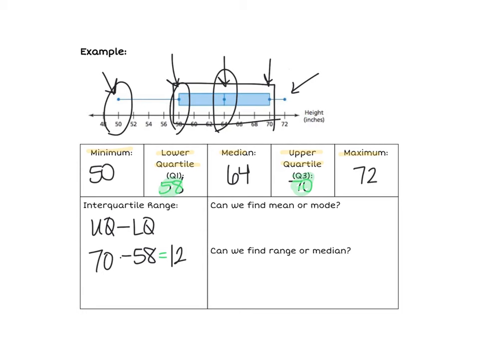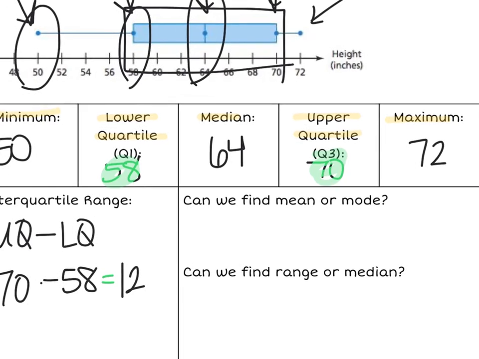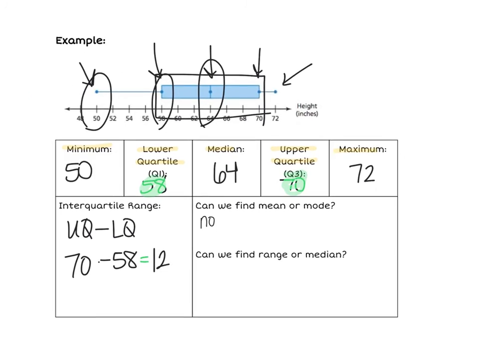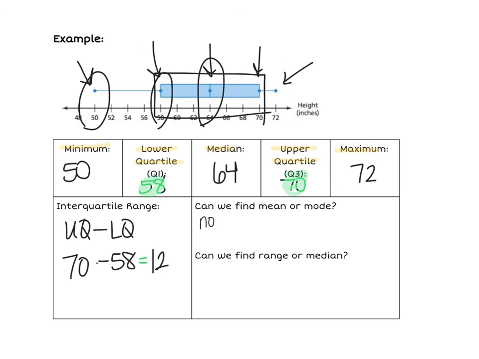When looking at a box plot, we cannot find the mean or the mode because we don't know exactly how many numbers there are. We just kind of see a summary. So I can't say, oh, 64 is the most common number, because that's not identified in the box plot.